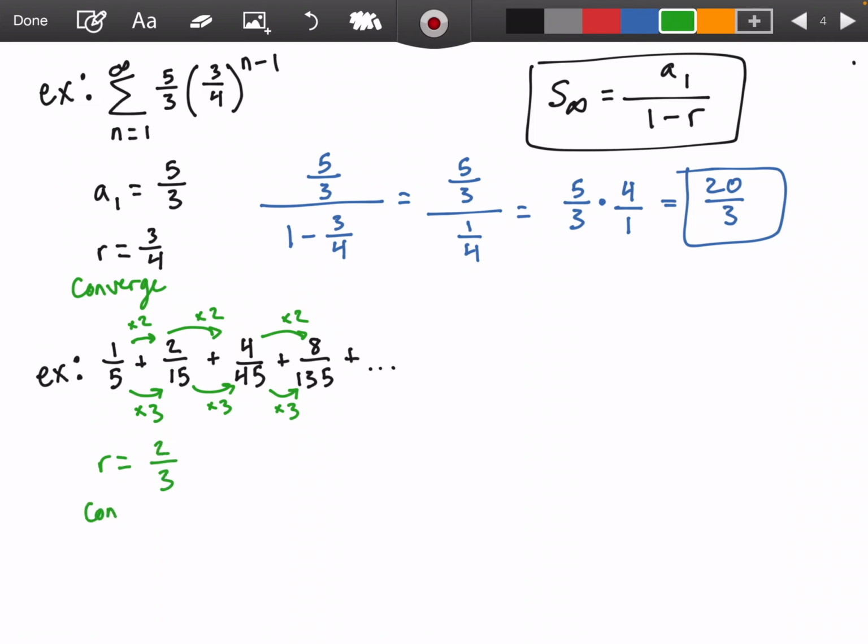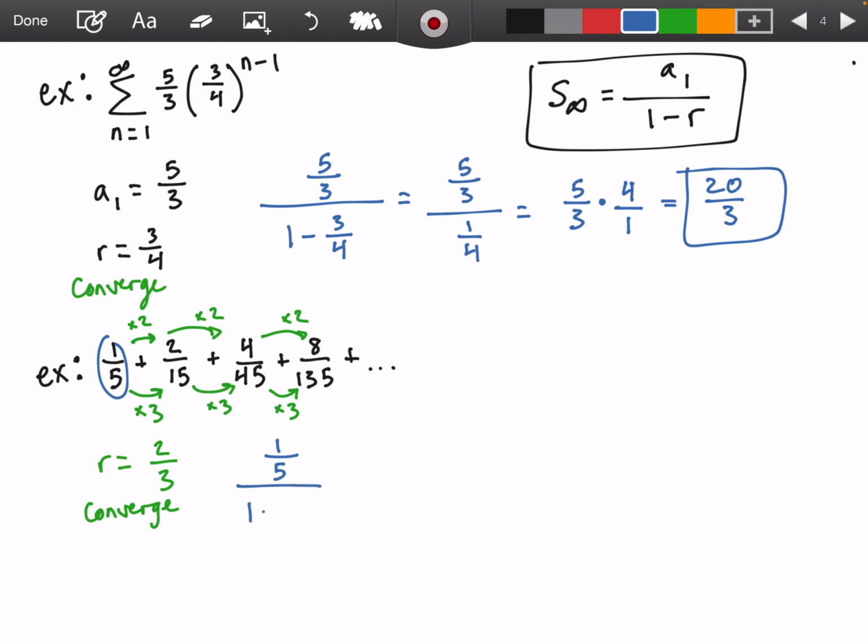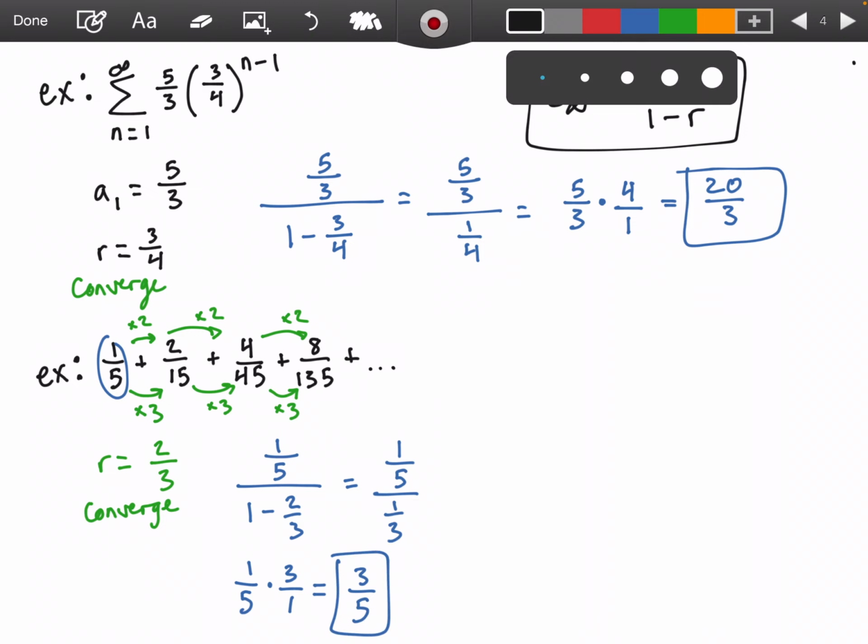And that's also a converging value because it's less than 1. So I can take my first term, which is 1/5, and divide it by 1 minus 2/3. So that's 1/5 divided by 1/3. So that's like 1/5 times 3. And we get 3/5. Sweet. Okay, one last example.